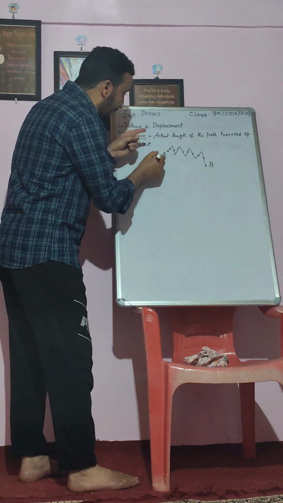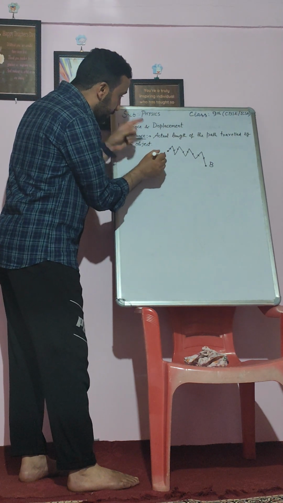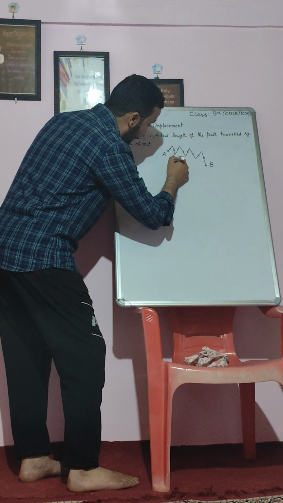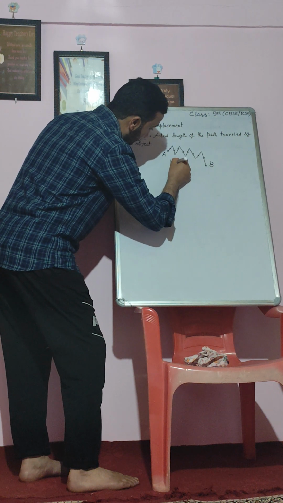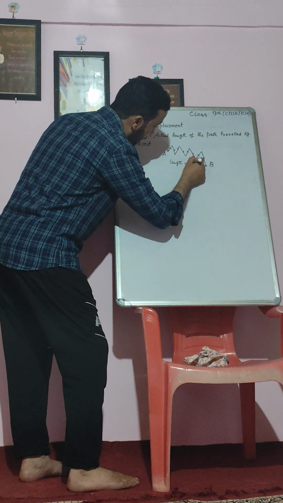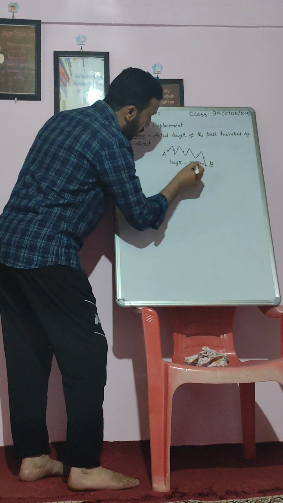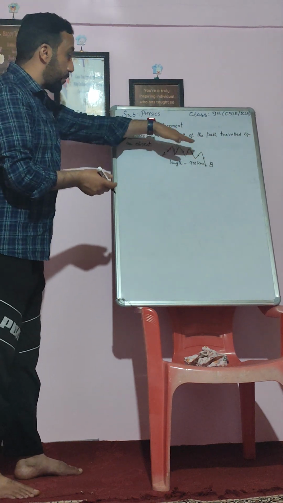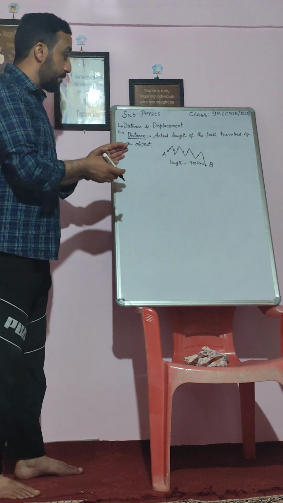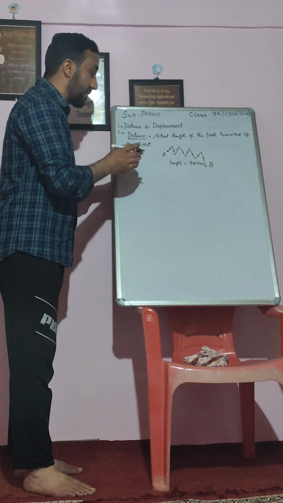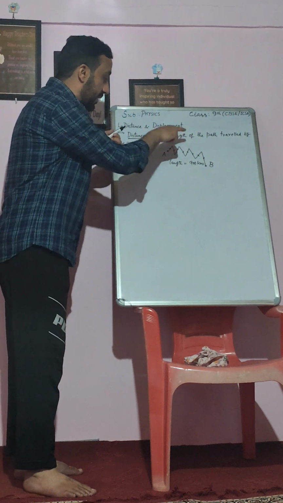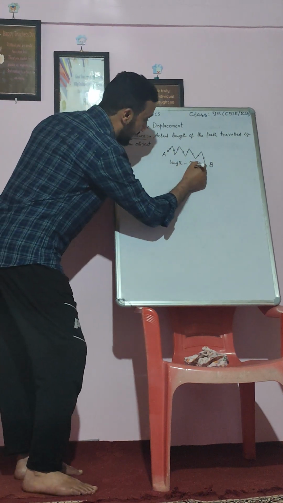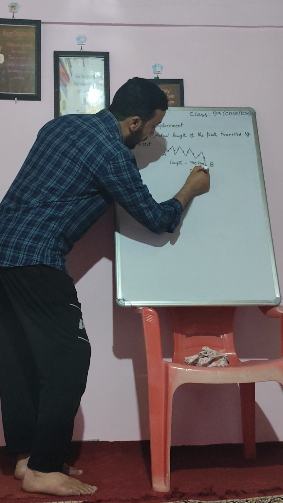Suppose the path length, that is the path length over which the object has actually traveled, is equal to 900 kilometers. So we can say that the distance traveled from A to B, that is the actual path length, equals 900 kilometers. Why is 900 kilometers the distance? Because the object has actually traveled over that zigzag path. So we can say that the path length equals 900 kilometers. That is, distance equals 900 kilometers.